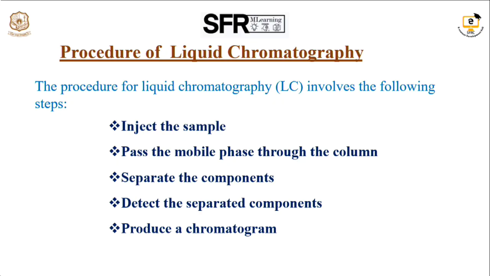The detector monitors the separated components as they emerge from the column. Finally, produce a chromatogram. What is a chromatogram? The detector produces a voltage response over time, and this is called a chromatogram. The time it takes for each peak to emerge identifies the sample components, and the peak area represents their quantity.